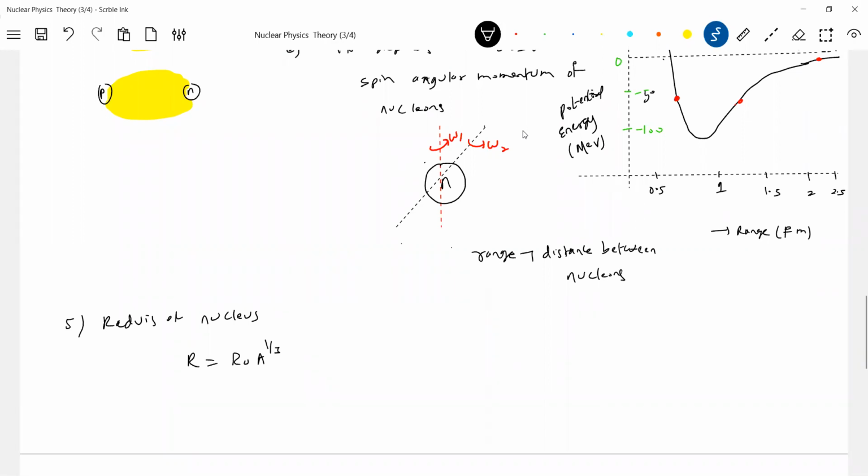So the radius of the nucleus is given by R naught into A to the power of 1/3, and we know what A is. A is the mass number, or number of nucleons, and R naught value is given by 1.1 into 10 to the power of minus 15 meter. Like this, the radius of nucleus. Then we'll go for the density of nucleus.